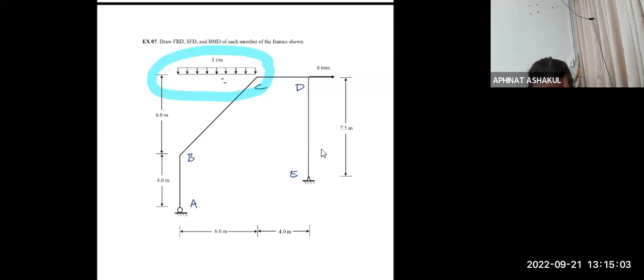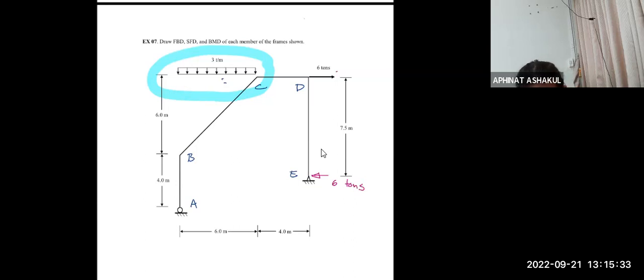So without further ado, notice that even though this uniform load is not perpendicular to your member, it's a vertical load, so it doesn't give anything in the x direction, right? So you can still obtain your sigma Fx equal to 0 and solve for the reaction at E very easily. So that's 6 tons.